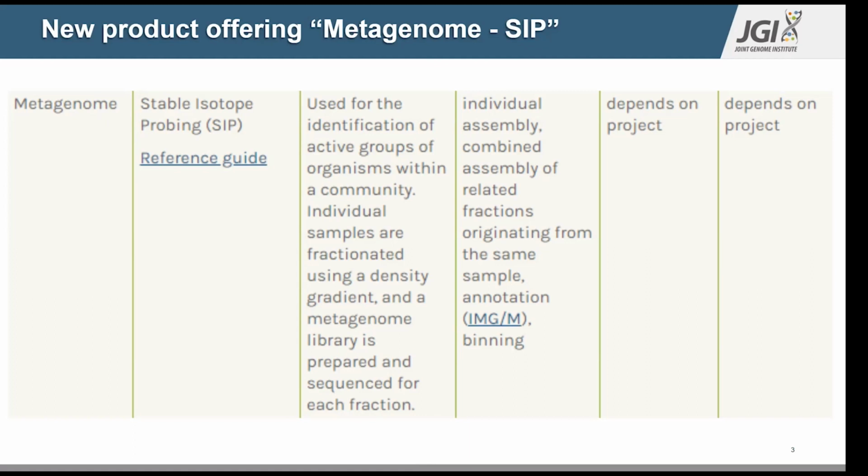And getting metagenome SIP going is also part of JGI strategy to address 3 VER grand challenges. So, of course, developing the metagenome SIP infrastructure at JGI, but then also, this will eventually couple metagenome data to biogeochemical processes, as well as functionally characterize microbial communities.